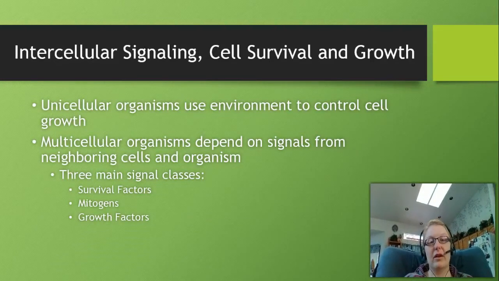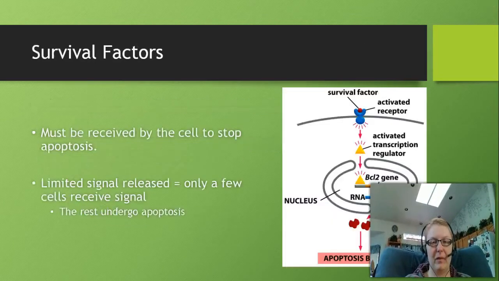So unicellular organisms will use the environment to control cell growth. They're a lot more flexible in that case. Multicellular organisms, your skin doesn't know what the outside environment necessarily is like, and so it relies specifically on signaling from the other cells in the body and nearby cells. And so this is where all that intercellular signaling comes along that we were talking about. And there's three main signal classes: the survival factors, the mitogens, and the growth factors. And we're going to talk about each of these signals in the next couple slides.